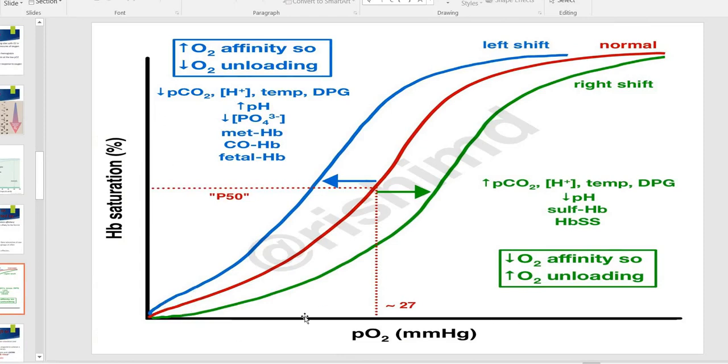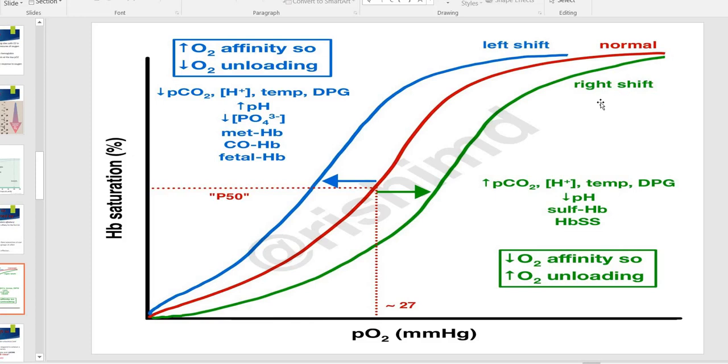Here is the oxygen dissociation curve of hemoglobin. The y-axis is hemoglobin saturation, and this is the pressure of oxygen. Here is the normal curve of hemoglobin saturation, and P50 means the pressure of oxygen at which 50% of the hemoglobin molecules are saturated with oxygen. There are many allosteric effectors affecting binding of hemoglobin with oxygen. They may lead to a right shift of the curve or a left shift, and we will explain the meaning of right shift and left shift.